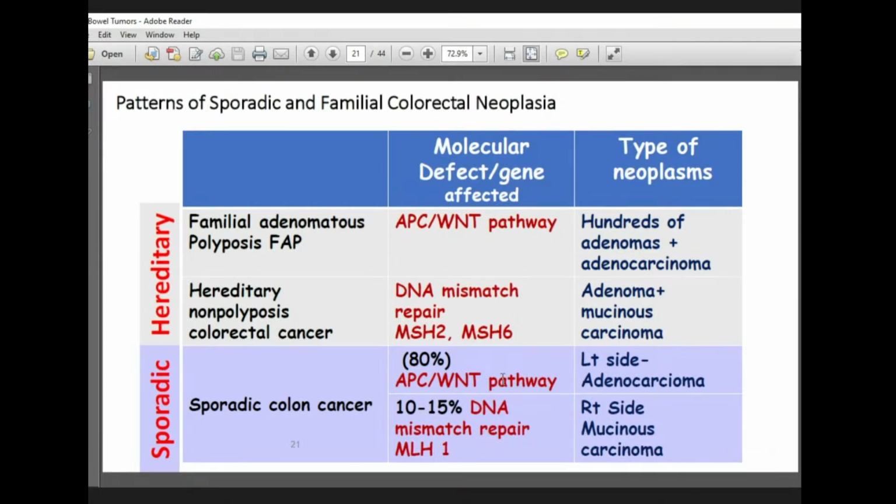This is the high-level question which you can have in your SMLE or USMLE exams, so that's why I have included this here. The left-sided adenocarcinoma, if you see, is mostly due to APC involvement. Right-sided mucinous carcinoma is mostly due to the DNA mismatch repair MLH1 gene.